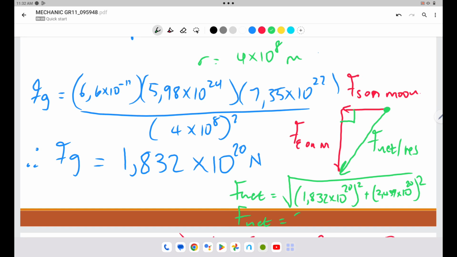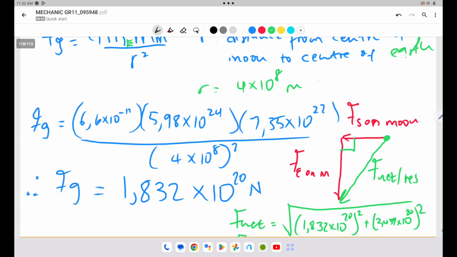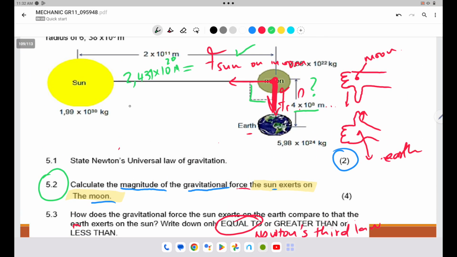My calculator tells me it will be 3,05 times 10 to the power of 20 newtons. And voila, there's your answer. So if you looked at the diagram that we had, the bodies we were working with were arranged on the vertices of a right angled triangle, where this was the sun, the moon, and the earth.